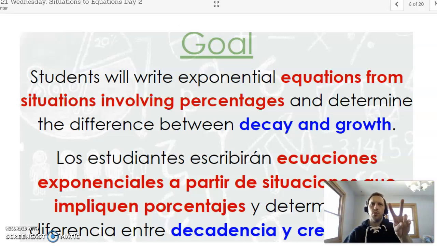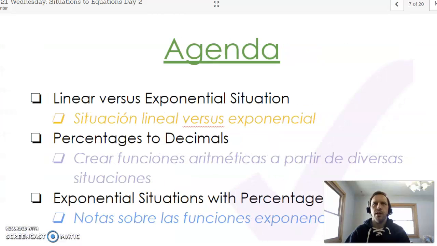So we really have 2 goals today. All right, our goal is to determine the difference between decay and growth, and we're going to try to write exponential equations from situations involving percentages. So if you had a bank account and it says it's growing by 3%, what does that mean? How do I show that in an exponential function? If we say the snow is melting at a rate of half per day, right? How do we show that or 50% per day? How do we show that in an exponential function? So we'll walk through here.